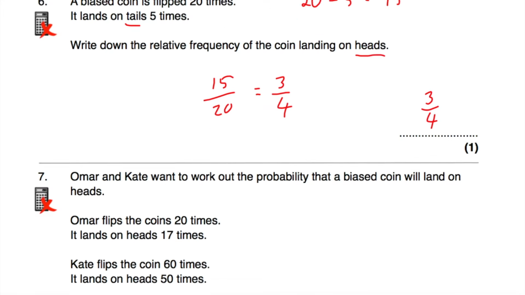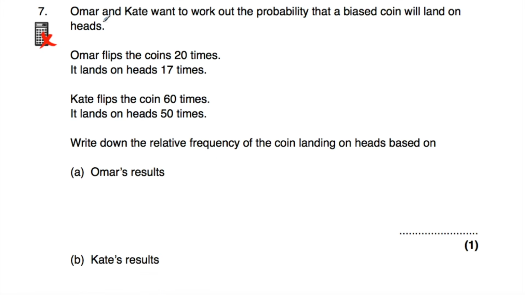Okay, let's look at our next question, question number 7. So question number 7 says, Omar and Kate want to work out the probability that a biased coin will land on heads.